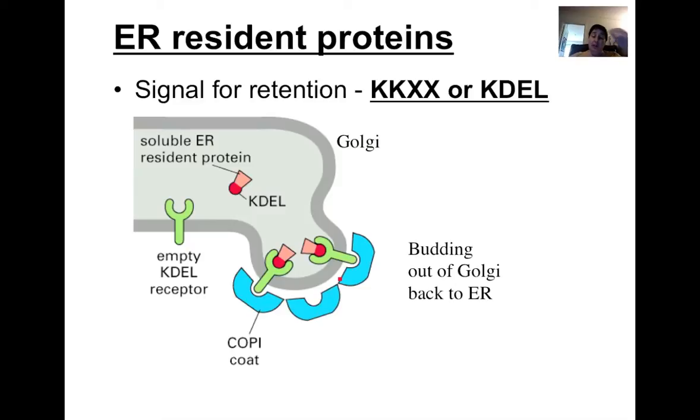So there's two ways we can get things, right? You have misfolded proteins that are going to have to get out of the ER, and they're going to get out of the ER and get degraded in the cytosol. You have proteins that get to the wrong place, and they can be retrieved through their KDEL sequences.